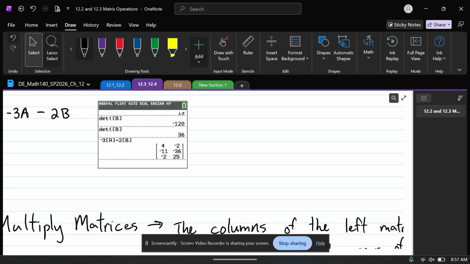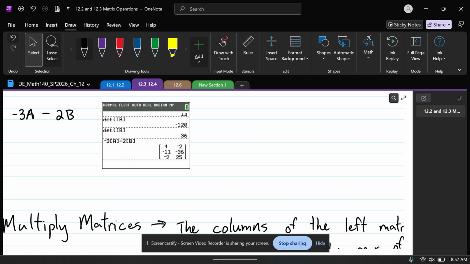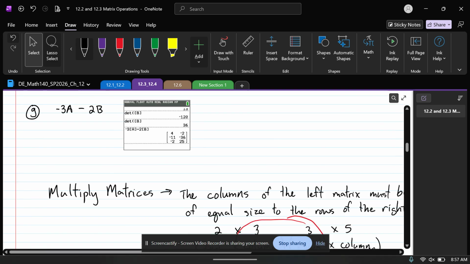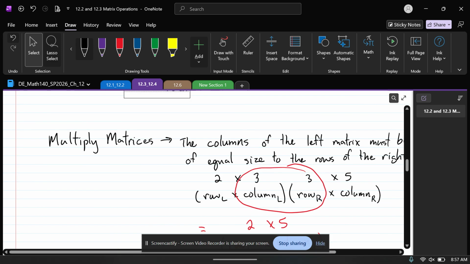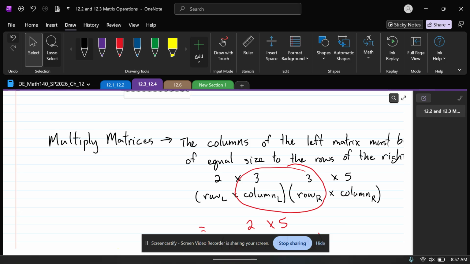All right. Multiplying matrices, I definitely do that with the calculator. It can be done by hand. And in Algebra 2, they actually want you to be able to do some of it by hand. The good thing about college algebra is I don't care if you do it by hand. Just do it with the calculator.